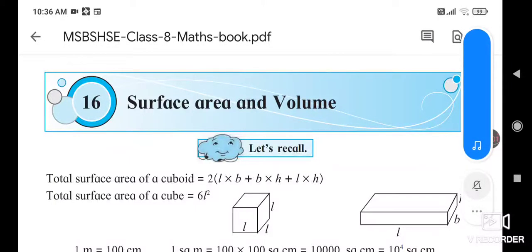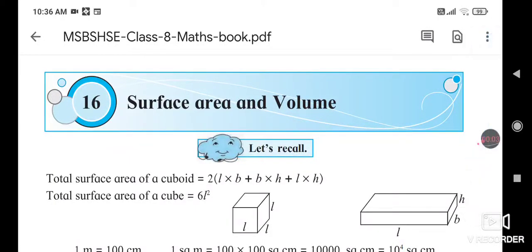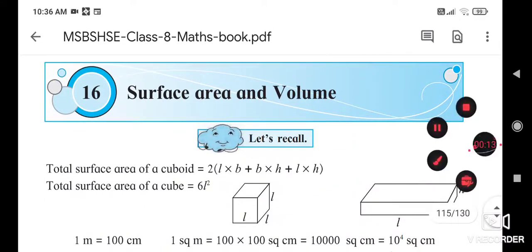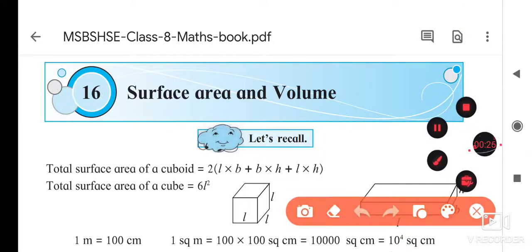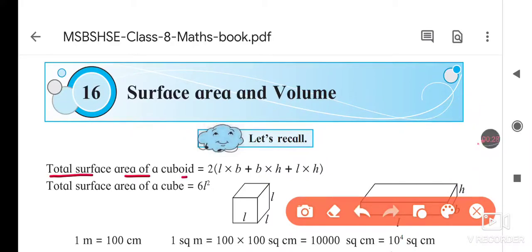Hello students, today we are starting the next lesson, number 16, surface area and volume. Before starting the lesson, let's recall the points that we studied in our last standard, that is class 7th. In 7th standard you studied the total surface area of a cuboid.